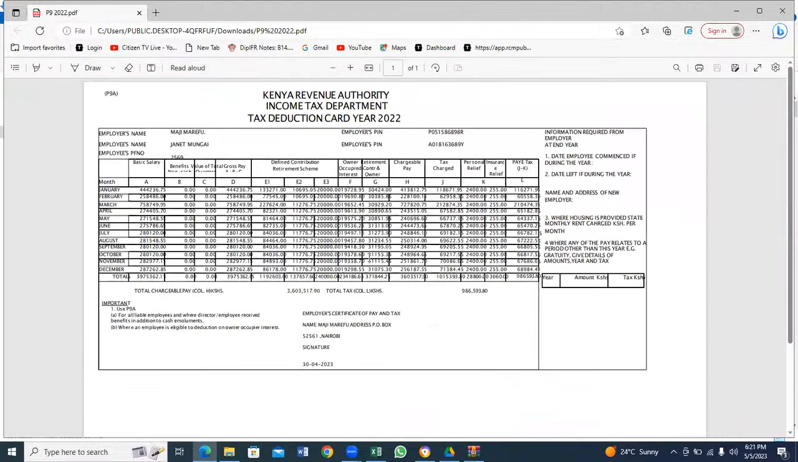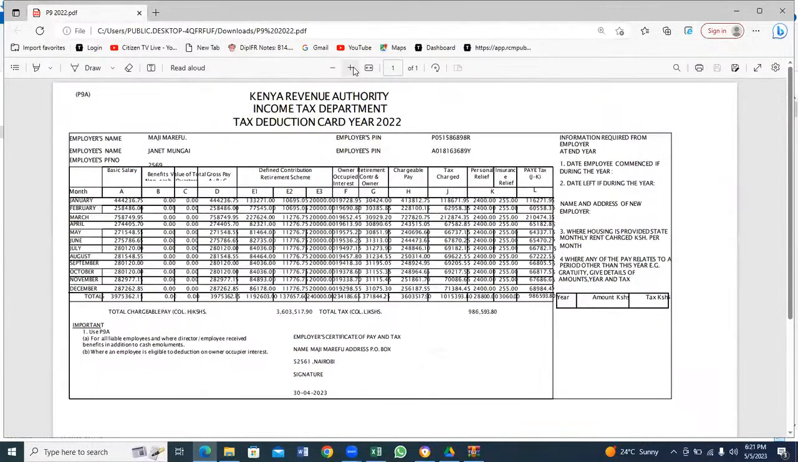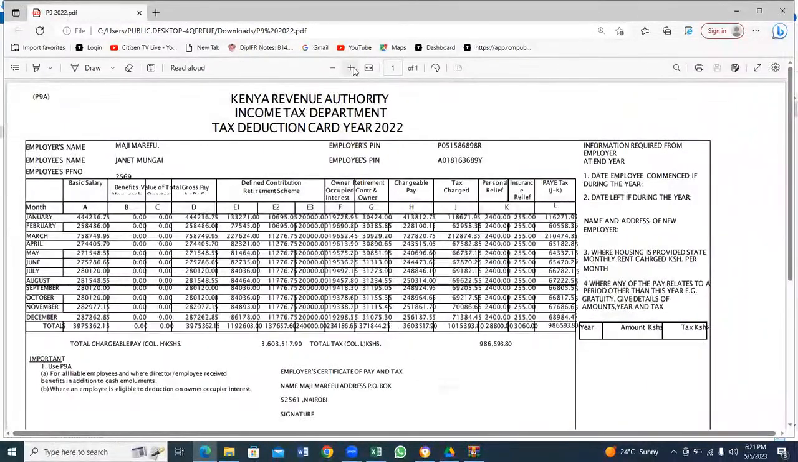Do you have this copy of P9, the one I shared yesterday, right? Do you have a copy of this P9 form? Let me see in the chat box. I'm only seeing two people here talking. I don't know where the rest are.